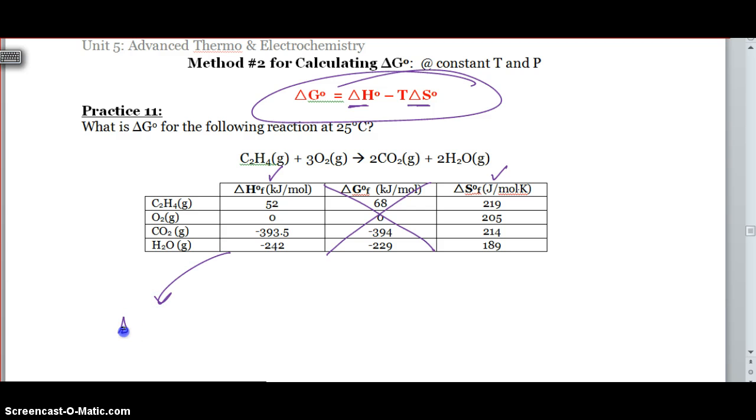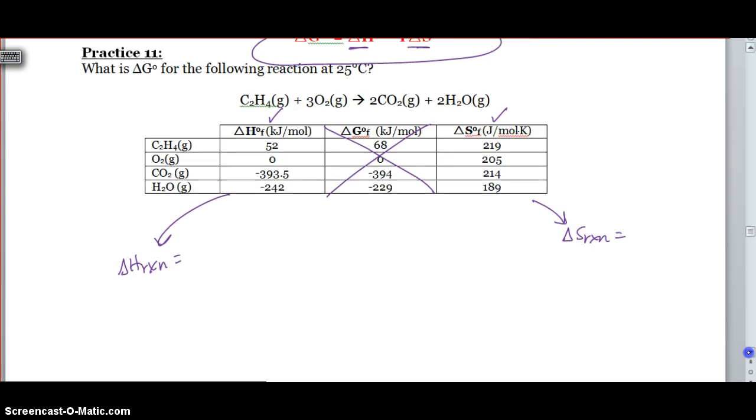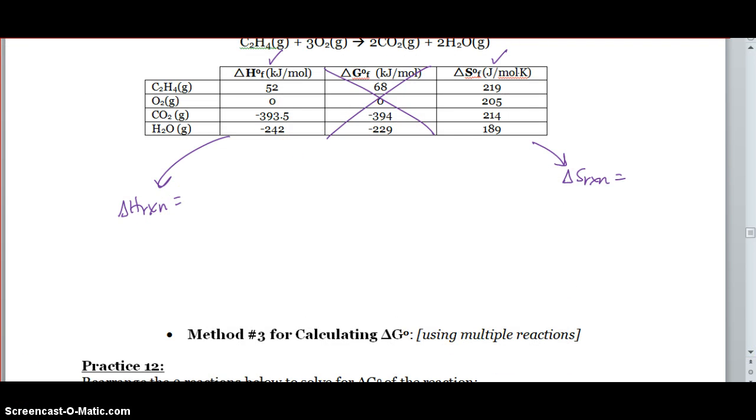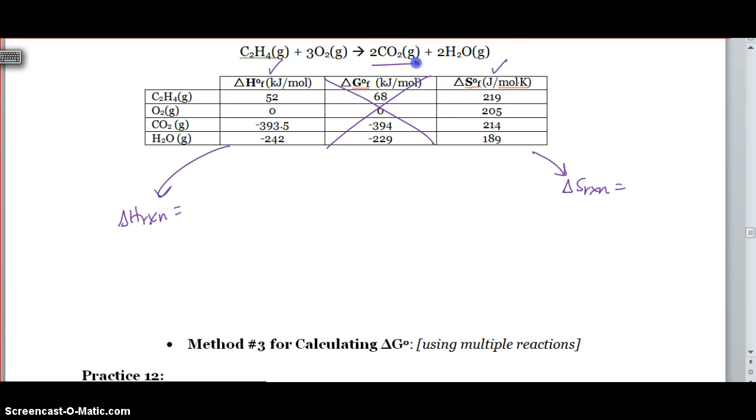So we could find delta H reaction by doing products minus reactants. And we could find delta S reaction by doing the same thing. So we're going to do that. Alright, so we want to make sure we do products first, so we're working on this side first. So for delta H, 2 times CO2's value, negative 393.5, plus 2 times water's value, negative 242, then minus reactant side, 1 times 52, and then the oxygen is 0. So delta H reaction comes out to be negative 1323 kilojoules.